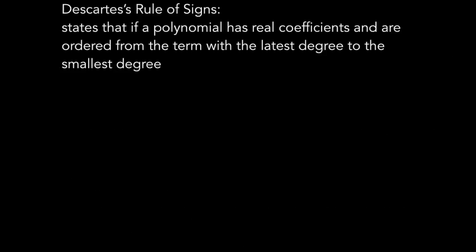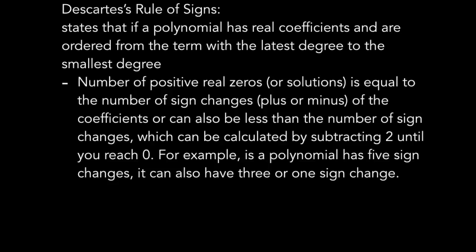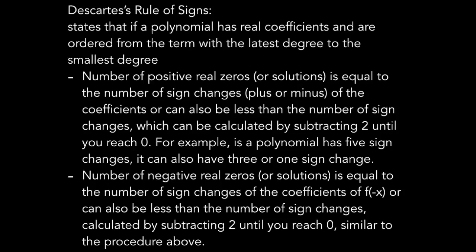Descartes' rule of signs states that if a polynomial has real coefficients and they are ordered from the term with the largest degree to the smallest degree, then the number of positive zeros or solutions is equal to the number of sign changes, either plus or minus, of the coefficients of f(x), or they can be less than the number of sign changes, which can be calculated by subtracting 2 until you reach 0. For example, if a polynomial has 5 sign changes, it can also have 3 or 1 sign change.